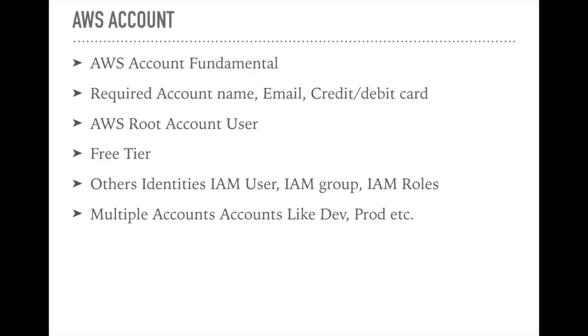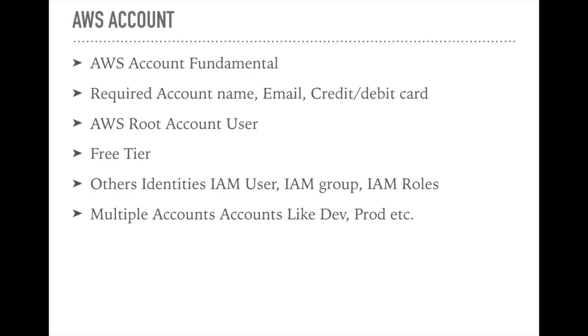The next one is other entities. We already talked about IAM users, IAM groups, and IAM roles in other videos. If we manage AWS accounts, we need to understand IAM users, groups, and roles. I already explained all three in different videos, so you can go and watch them. The next point is multiple accounts, which we already talked about. AWS also suggests creating multiple accounts for multiple purposes, like production, development, and testing.